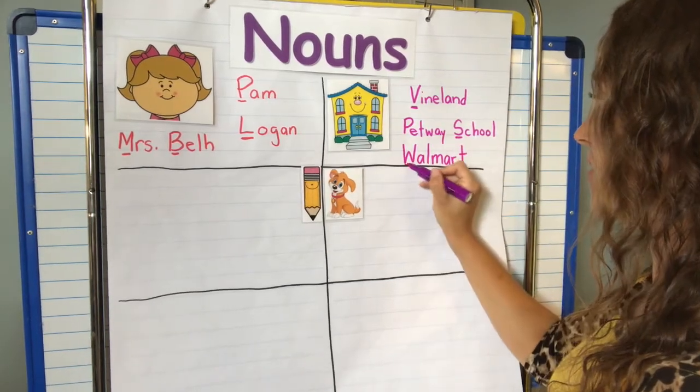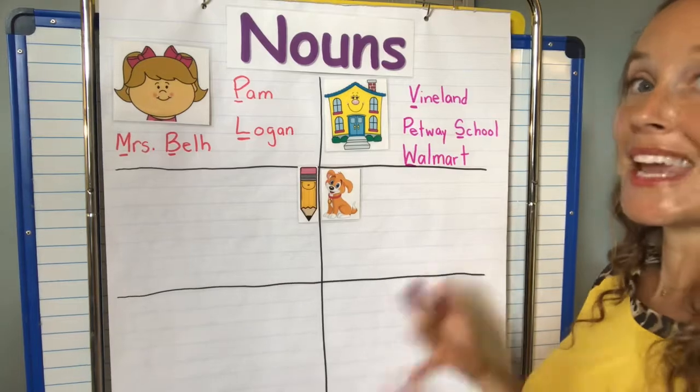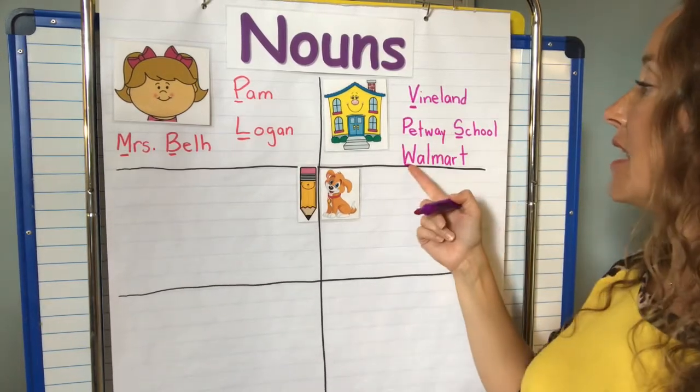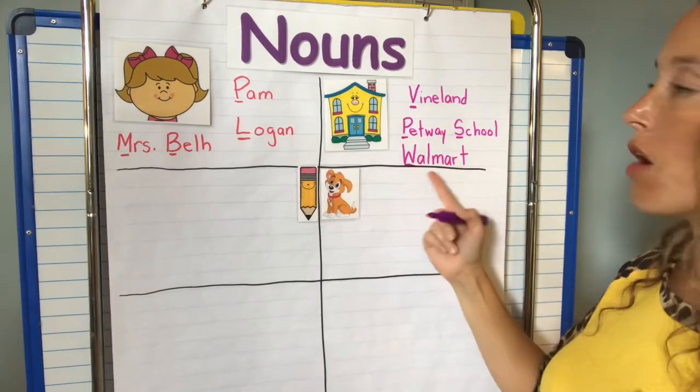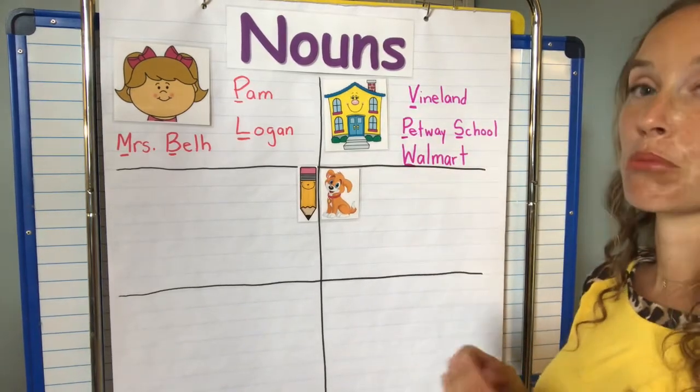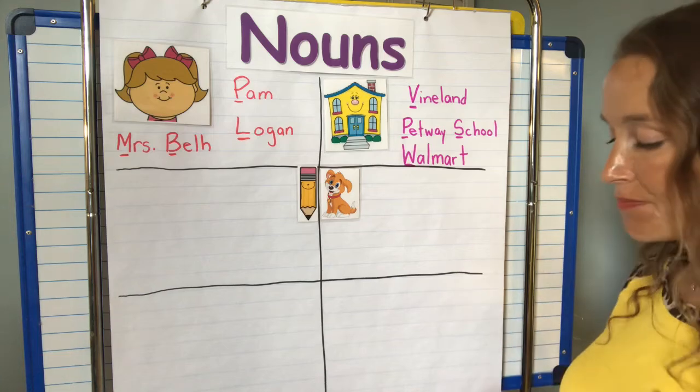The name of a store. Okay, so anytime you name a place, it gets a capital letter. So we had Vineland, Petway School, Walmart. Those are all names of places. They're proper nouns, so they get a capital letter.